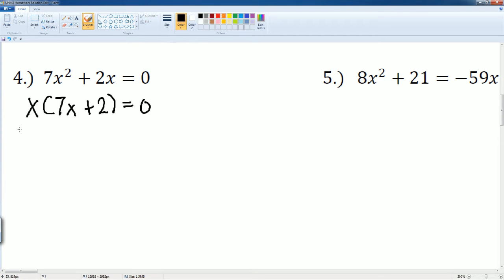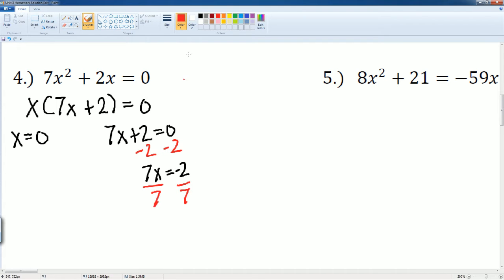So set it equal to 0. So x is equal to 0 and 7x plus 2 is equal to 0. I can subtract 2 from both sides, giving me 7x is equal to negative 2. Then I can divide both sides by 7, leaving me with x is equal to negative 2 over 7. My two solutions are x is equal to 0 and x is equal to negative 2 over 7.